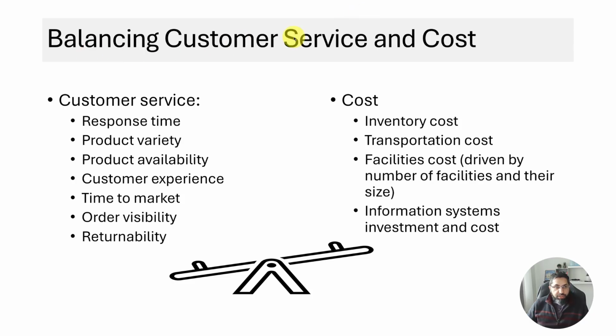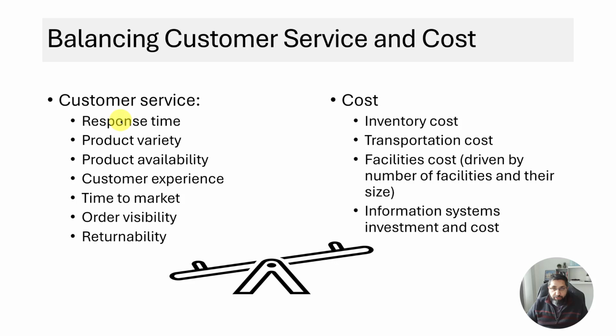Distribution is all about balancing customer service and cost. On the customer service side, you have response time. How quickly can you fulfill customer orders? You have product variety. How many different SKUs and products do you have available for the customer? For example, if you go to discount stores like Costco or Sam's Club, you have less variety available, but the prices are supposed to be cheaper. Whereas if you go to some other store like Walmart, you're going to have maybe a wider variety or a wider range of SKUs and products available.